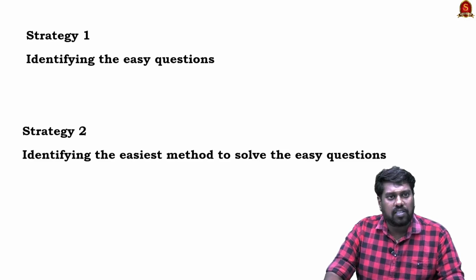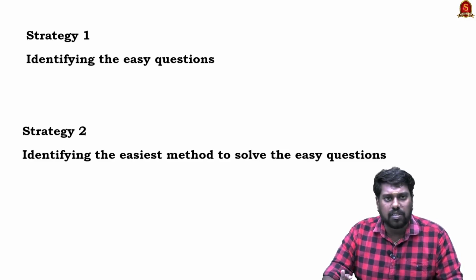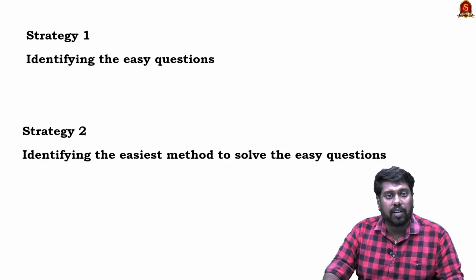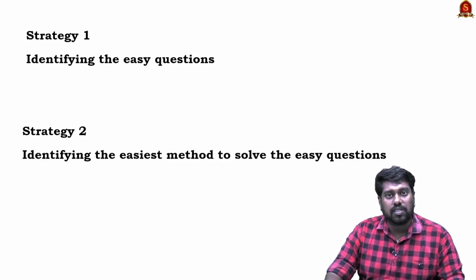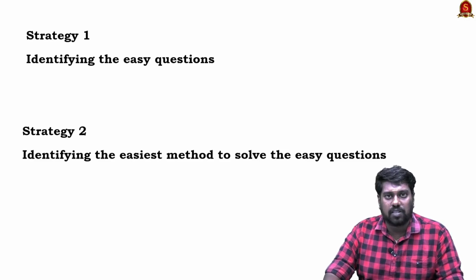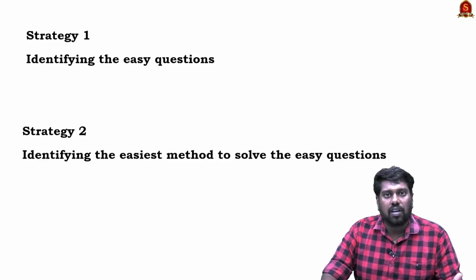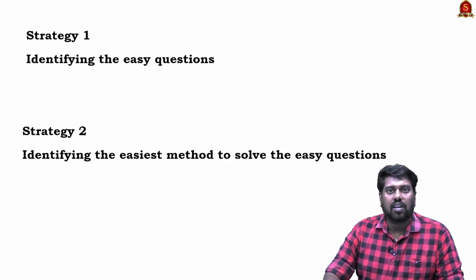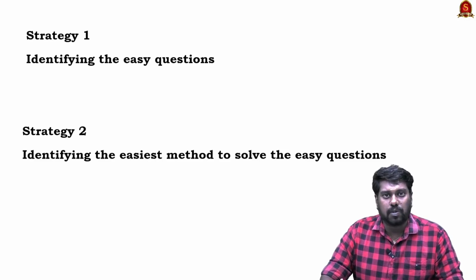The first one is identifying the easy questions. In all the CSAT question papers, we will be having a combination of tough questions, easy questions, as well as moderate questions. We must identify which question is easy. How will we identify whether it is easy or not? You cannot say a single line question will be easy or a 6-line question will be tougher. So that is the categorization, how we can choose the easy question or not.